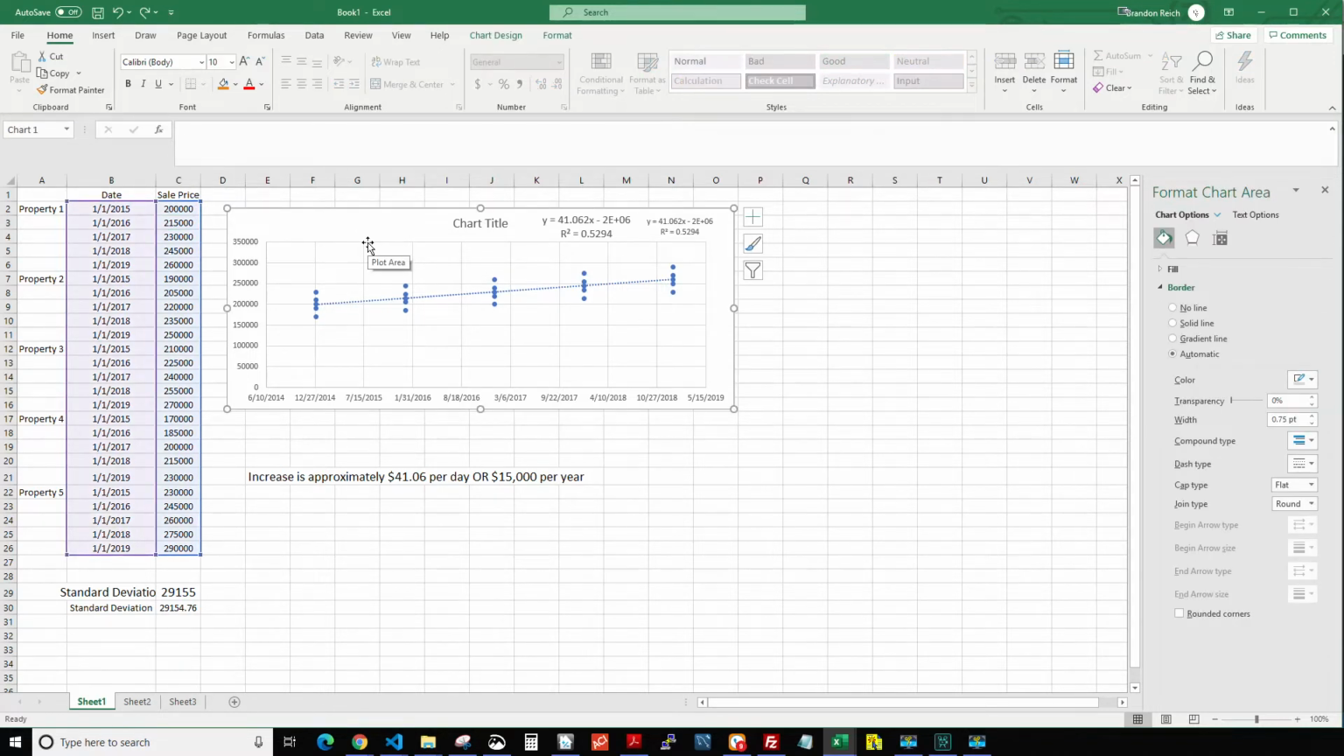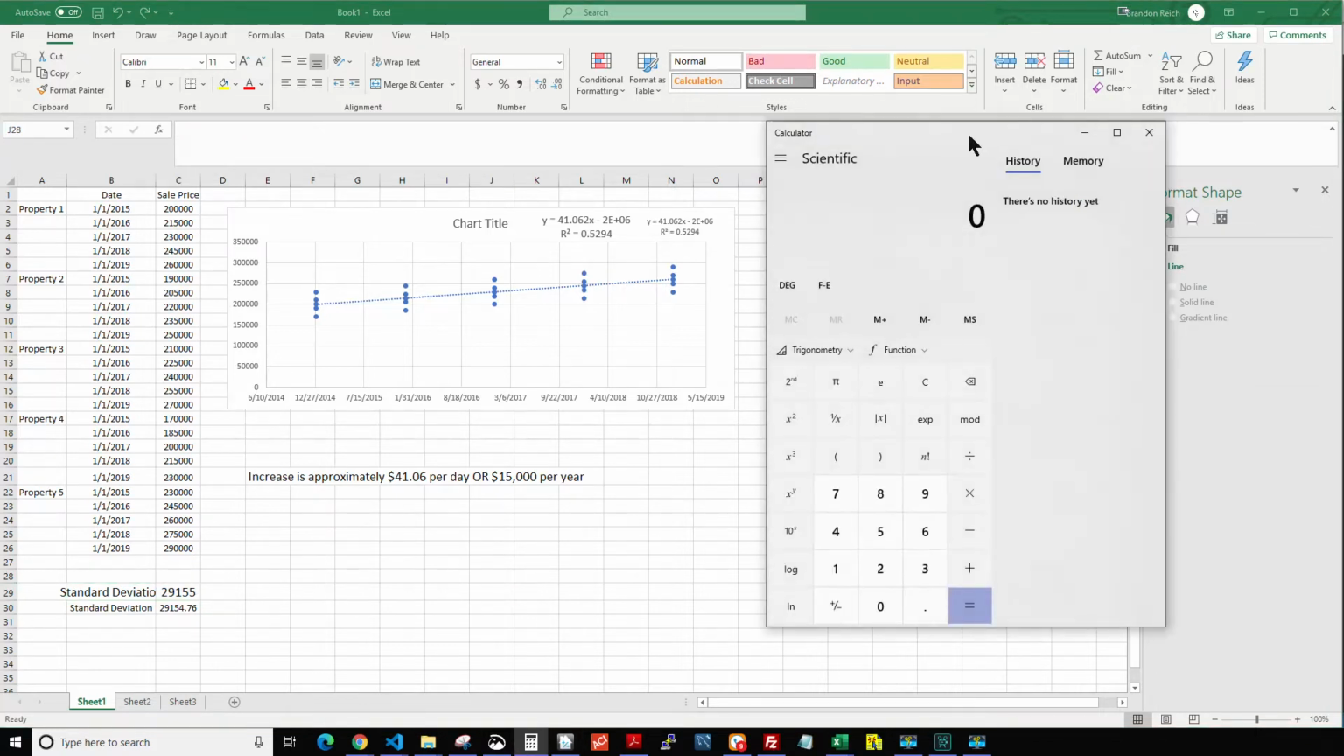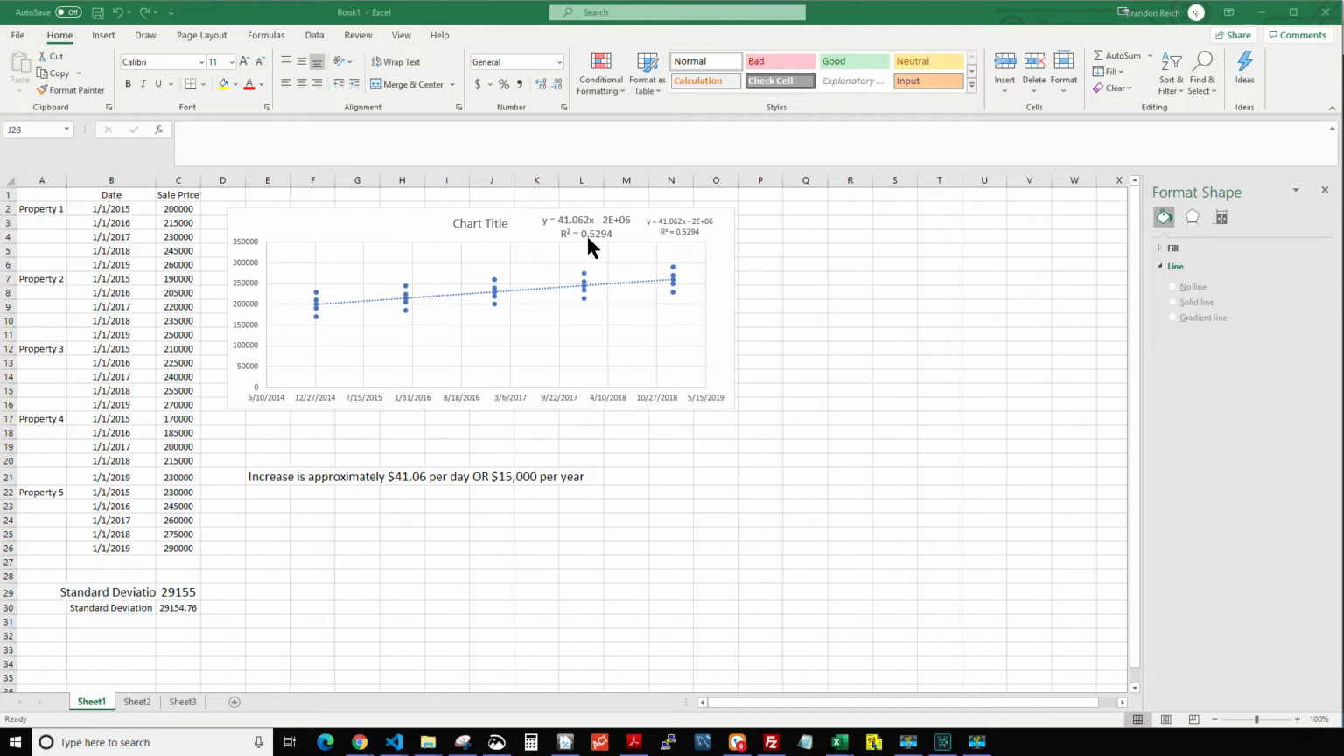So we run a quick little ordinary least squares regression on this data. This shows that values are increasing at $41.06 per day. The R squared is 0.5294, and the standard deviation is 29,155. Now, just for clarity's sake, when the regression is telling us that things are going up at $41.06 per day, multiply that by 365 days in a year, and you get your $15,000. So this regression analysis is very accurately telling us exactly how much things are going up, which is $15,000 a year or $41.06 a day.